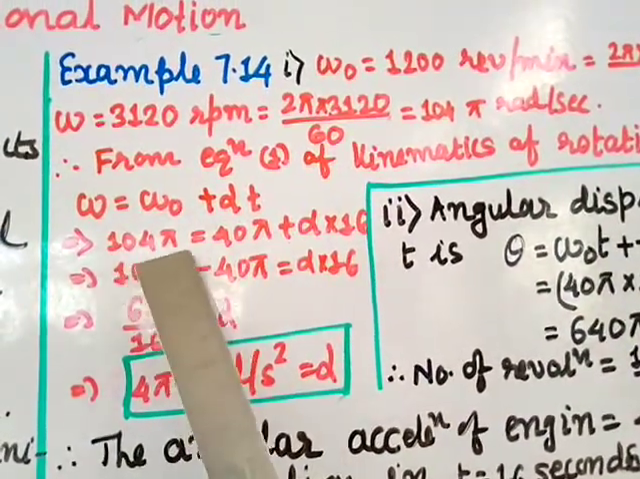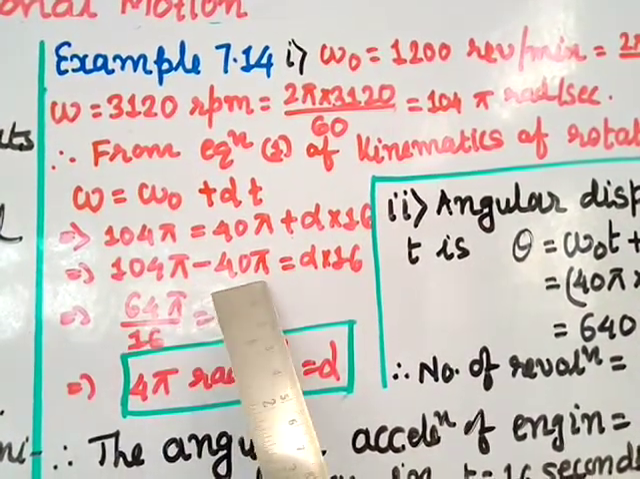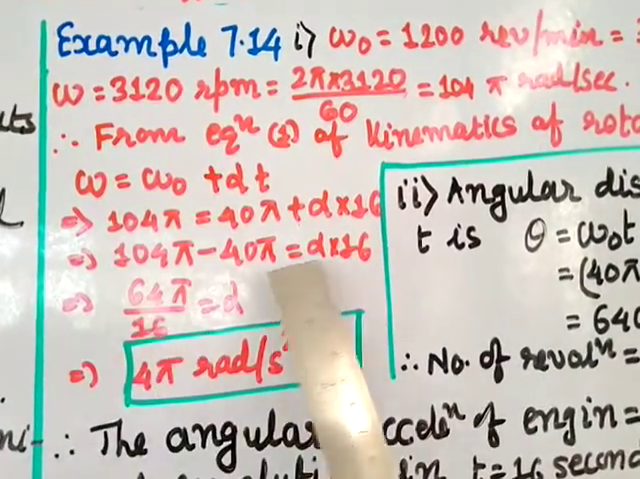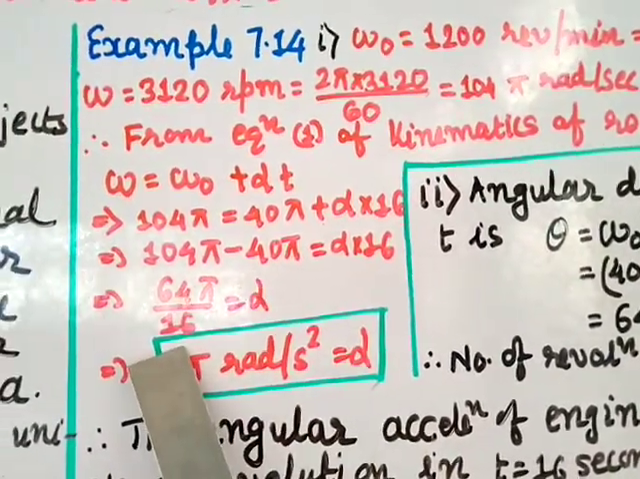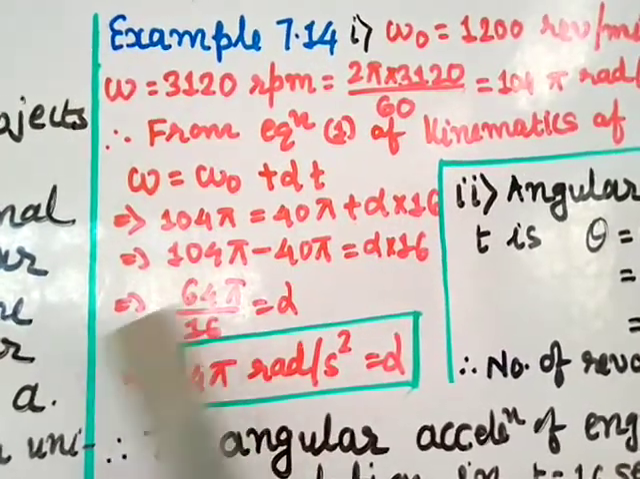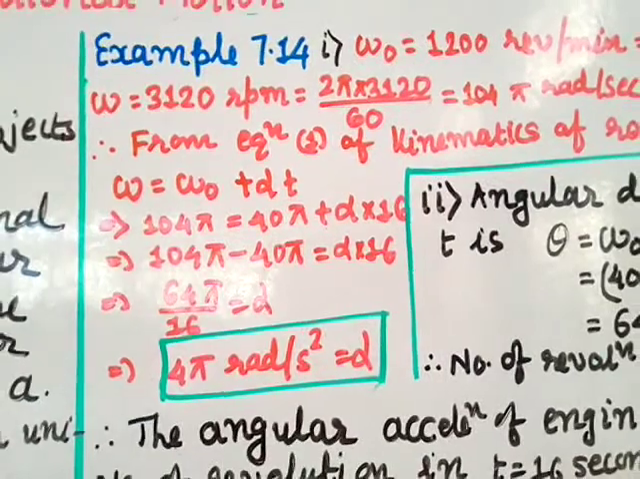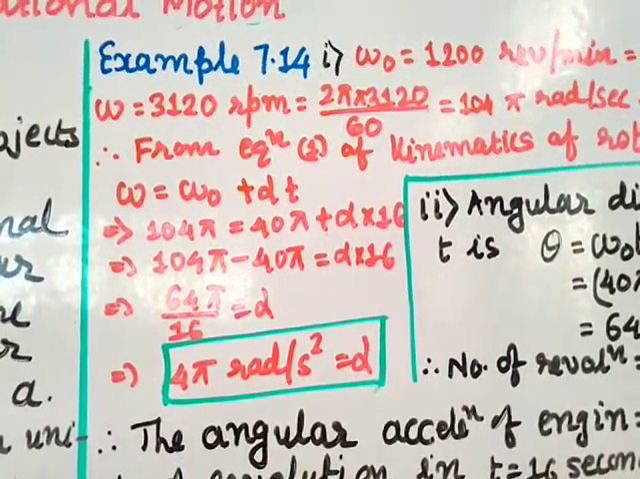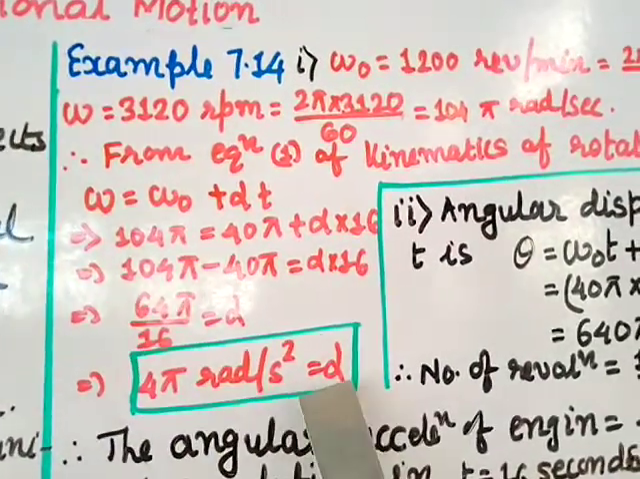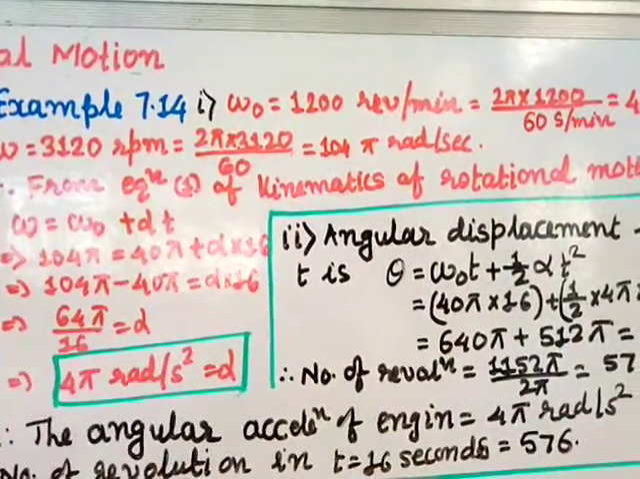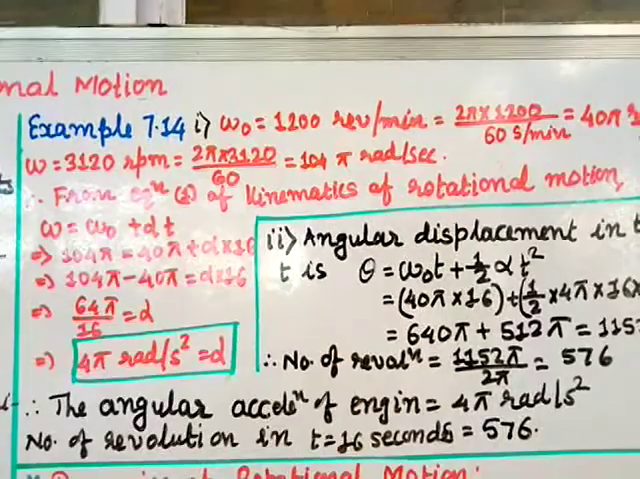Now transferring 40 pi, 104 pi minus 40 pi equals alpha into 16. This simplifies to 64 pi, and the 16, if you transfer it over here, goes in the denominator. So if you simplify this, you get the alpha value as 4 pi. This is angular acceleration, so the unit is radian per second square. So alpha equals 4 pi radian per second square. So that is the first part, they have asked us to find the angular acceleration.